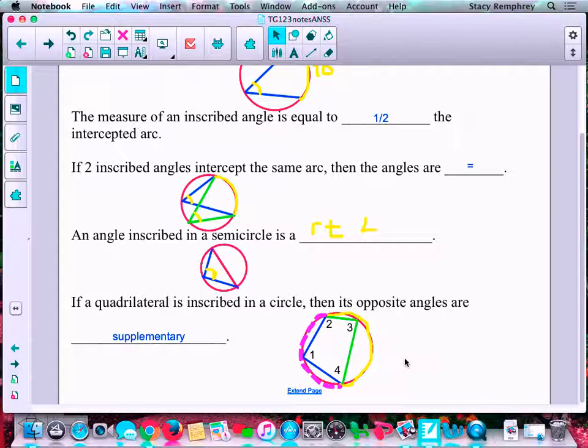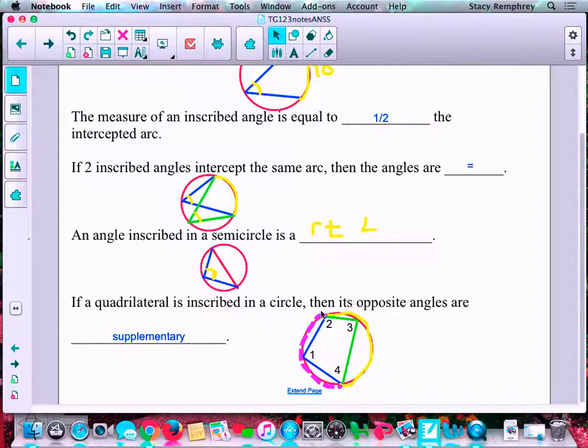Now the last one comes out a little crazy, but if a quadrilateral is inscribed in a circle, and we already talked about the definition of inscribed, then its opposite angles are supplementary. Right here I'm going to focus on angles 1 and 3. I outlined those in blue and green. Angle 1 intercepts the yellow arc. Angle 3 intercepts the pink arc. And we know, because of the theorems above, that these angles equal half the measure of these intercepted arcs.